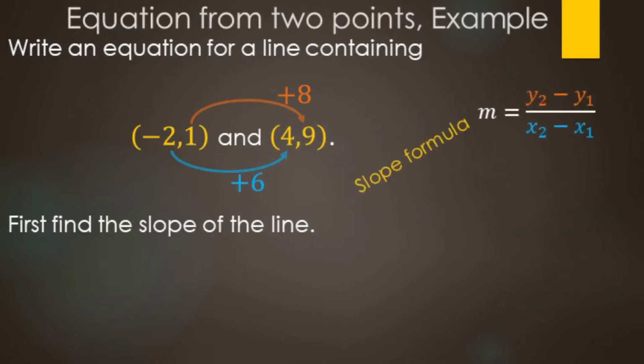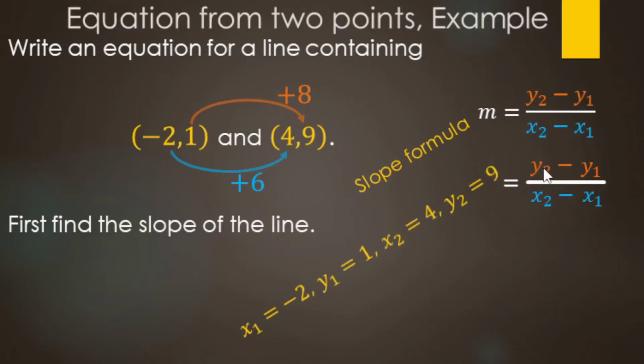Now, if you do like using the slope formula, you sure can. y2 minus y1 over x2 minus x1. And for this case here, that y2, that's going to be the y value from the second point. So here's our second point here, and the y value is going to be a 9. y1 is the y value from the first point, so that's going to be replaced with a 1. x2 is the x value from the second point, so that's a 4. And x1 is going to be a negative 2 because it's the x value from the first point there.